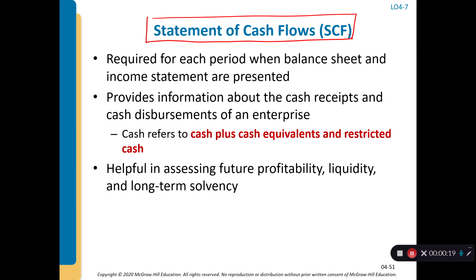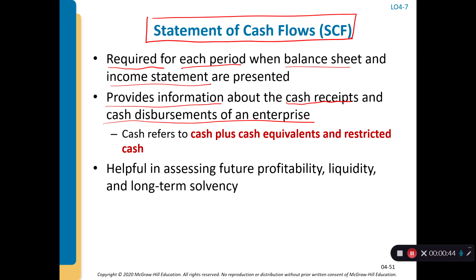So first of all, when a balance sheet and an income statement are presented, a statement of cash flow is required for each period that you present in these two statements. This is because the statement of cash flow provides information about the cash receipts and cash disbursements of an enterprise. And similar to the income statement, right?